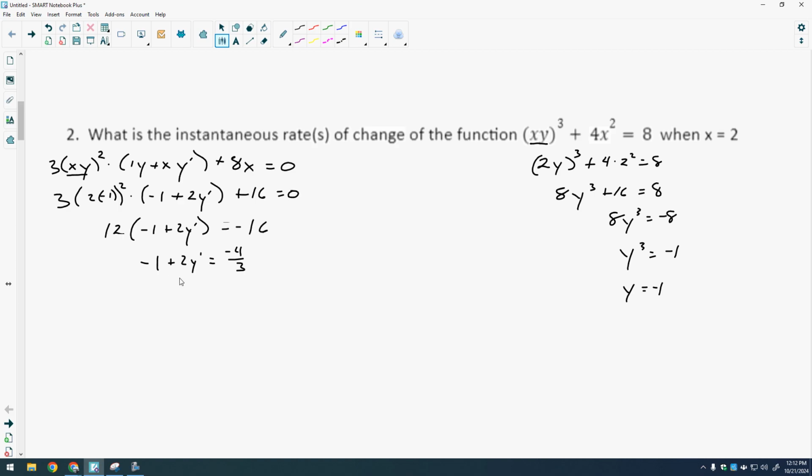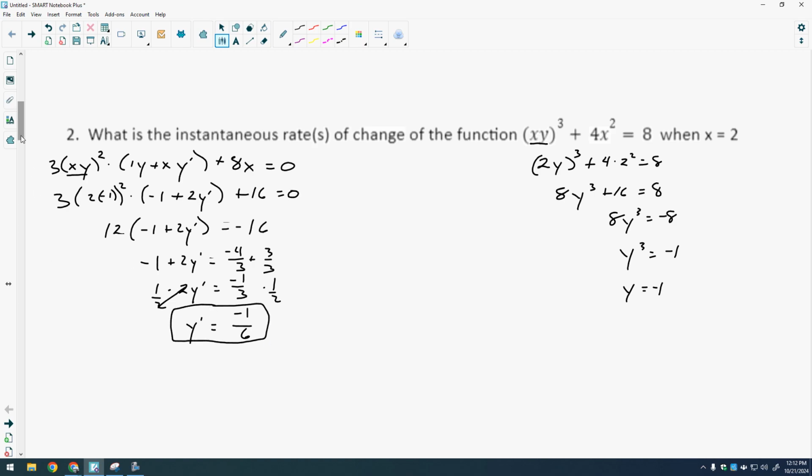I'm going to add 1 to that, and I get 2y prime equals. Adding 1 means I'm adding 3/3, and I get a negative 1/3. Dividing by 2, multiplying by a half, and I get 1/6. Timesing both sides by a half. Okay. What is the instantaneous rate of change? We're done.